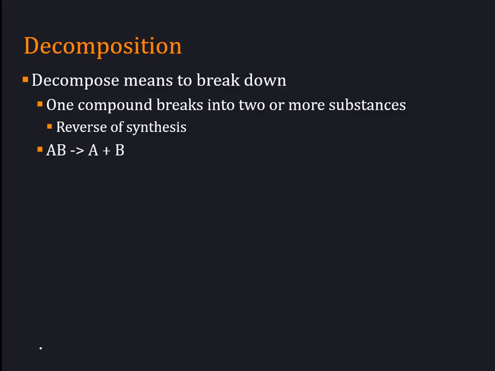And then the decomposition reaction undoes a synthesis reaction, breaks things down, so we're going to have a compound broken apart into 2 or more different substances. So hydrogen peroxide, which is H2O2, will actually decompose, and it breaks down into water and oxygen gas. So we started with one substance, this compound, and we ended with 2 substances, a compound and an element.